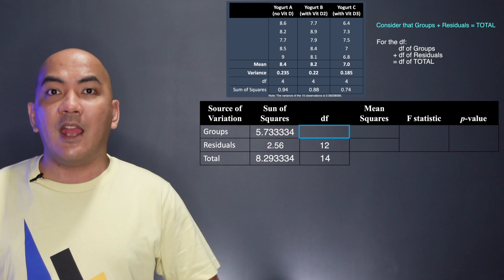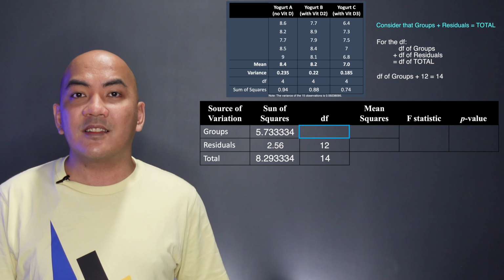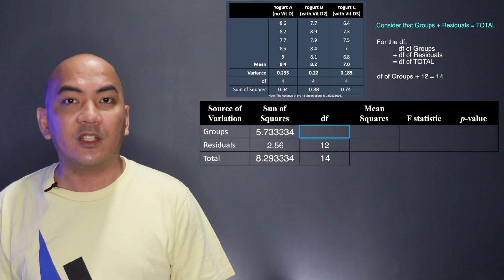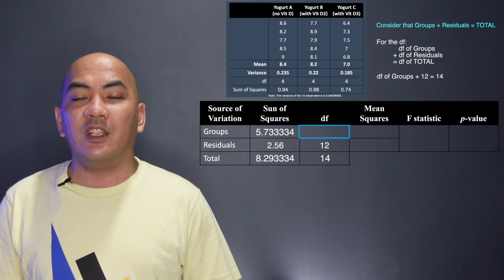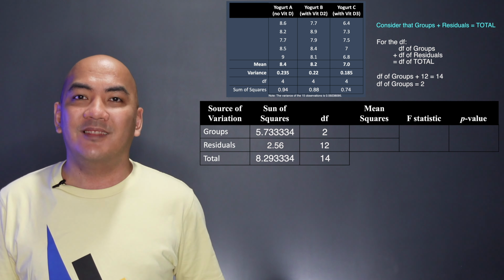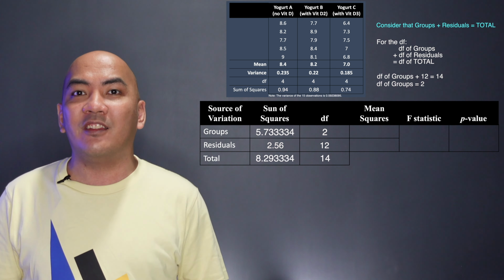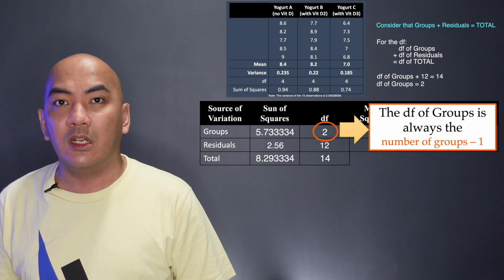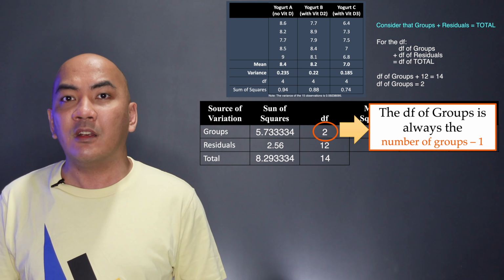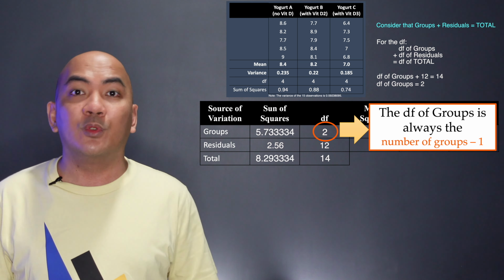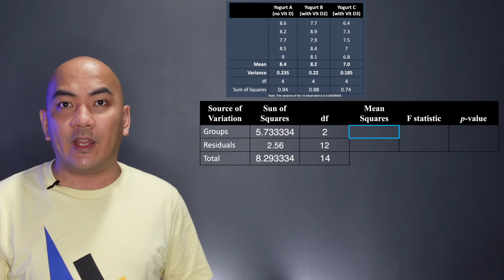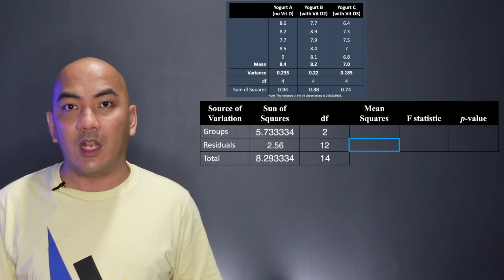5.73334. And as for its DF, since the DF of residuals is 12 and the DF of the total is 14, then we know that the DF of the groups is 2. Note here that the degrees of freedom for the groups is simply the number of groups minus 1. Since we have 3 groups here, 3 minus 1, we have 2. Then eventually, we may proceed in getting the mean squares of the groups and the residuals.